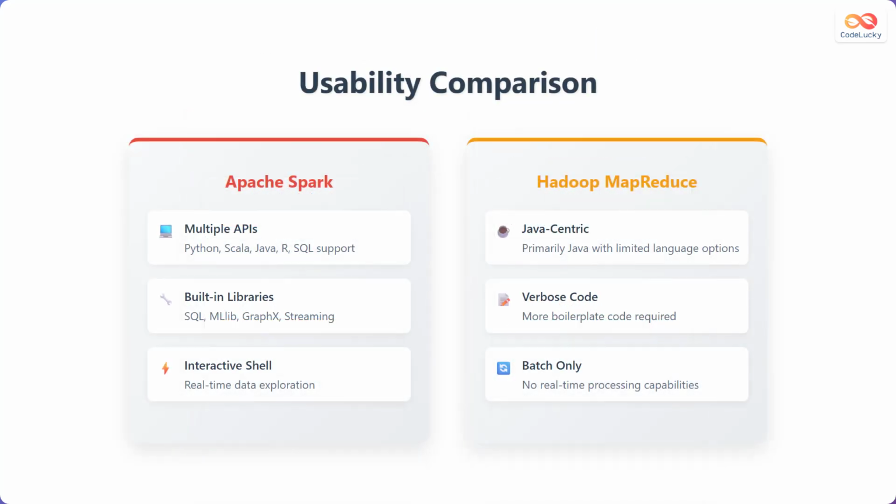Now let's talk about the usability of Spark and MapReduce. Apache Spark supports multiple APIs including Python, Scala, Java, R, and SQL. It also has built-in libraries for SQL, machine learning, graph processing, and streaming. Additionally, Spark offers an interactive shell for real-time data exploration. Hadoop MapReduce is primarily Java-centric, with limited language options. It requires more boilerplate code, and is designed only for batch processing, lacking real-time processing capabilities.